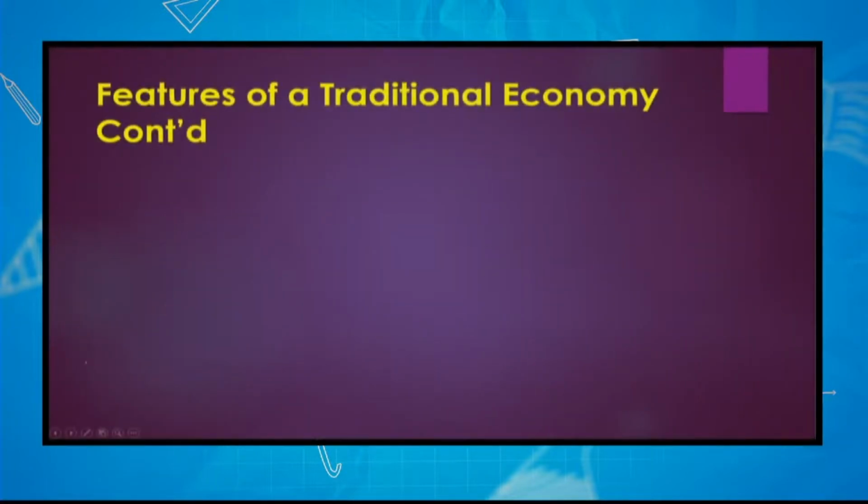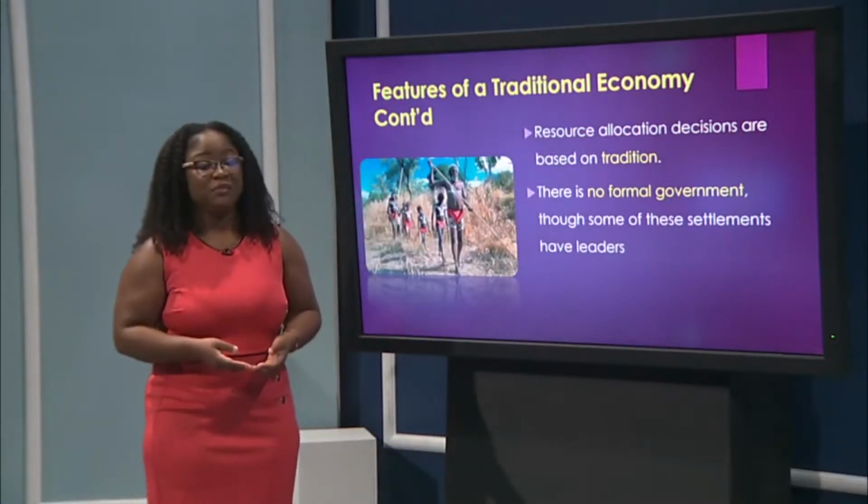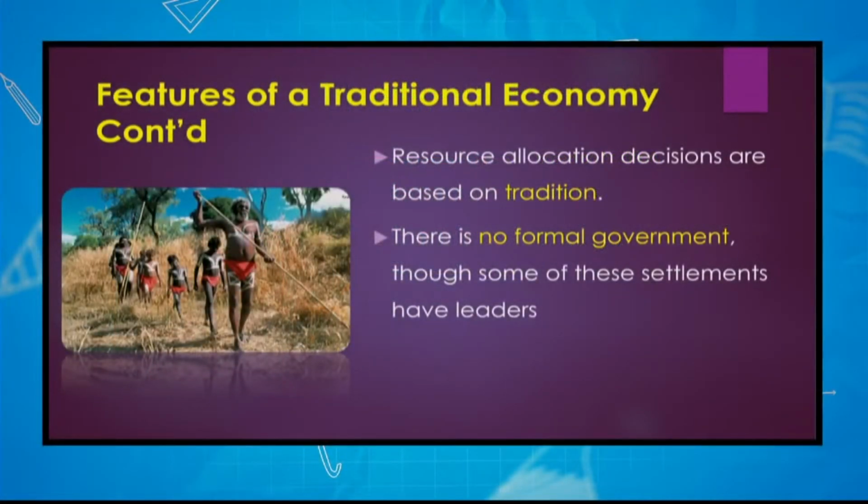Some additional features: resource allocation decisions are based on tradition. So deciding what to produce, how to produce, and for whom to produce is really easier within this economic structure, because these resource allocation decisions have been passed down through generations. As you would imagine, there's no formal government, although some of these settlements may have a leader who is in charge of their tribe or their settlement. But there's no formal government with a parliament or a House of Representatives or a Senate.